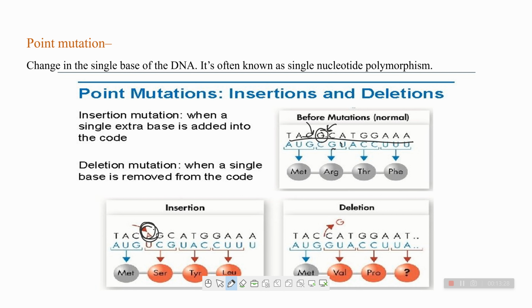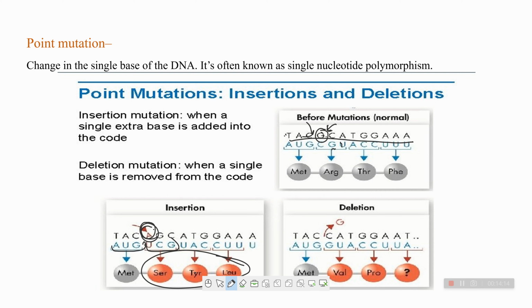Insertion means addition. There is one addition of a nucleotide. So here adenine is added before the guanine. So what happened? The whole frame shift will be changed. The reading frame of the protein will be changed. Here this gene codes for methionine, arginine, threonine, phenylalanine, and if insertion takes place, then this gene codes for methionine, serine, tyrosine, leucine. The whole protein will be changed.